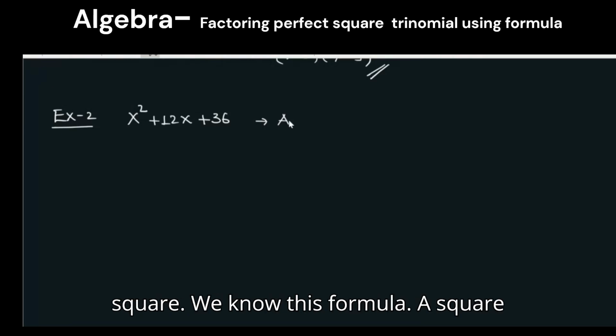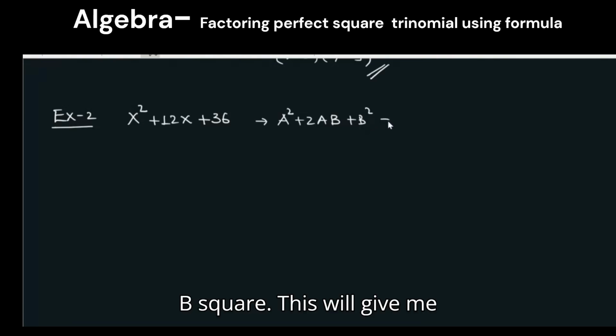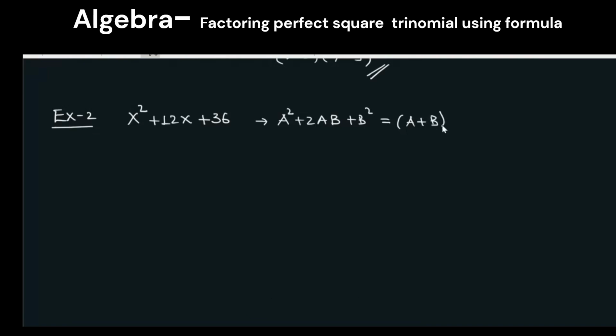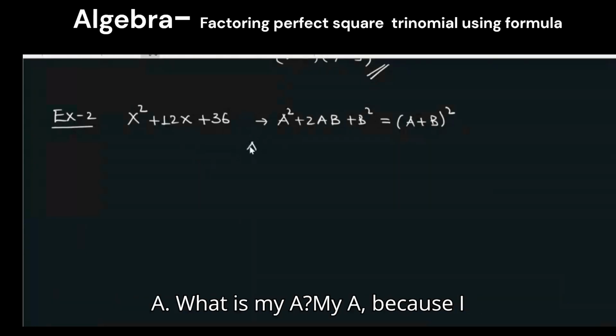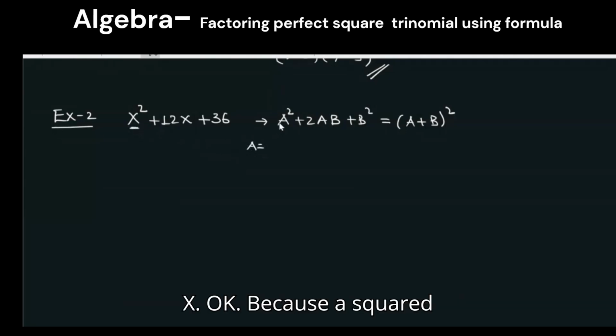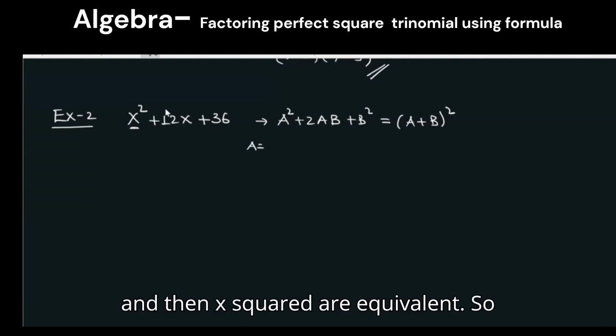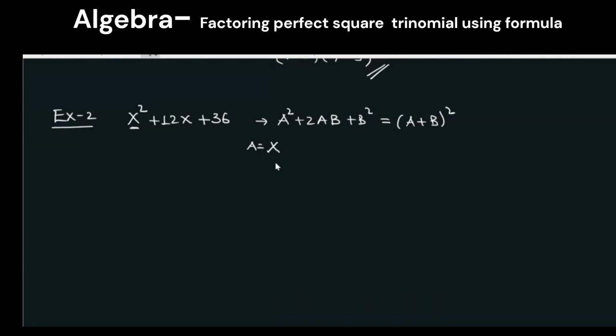We know this formula: a squared plus twice ab plus b squared gives me a plus b the whole square. So now the first thing is, what is my a? I can notice that it is x, because a squared and x squared are equivalent. So that means a is x.